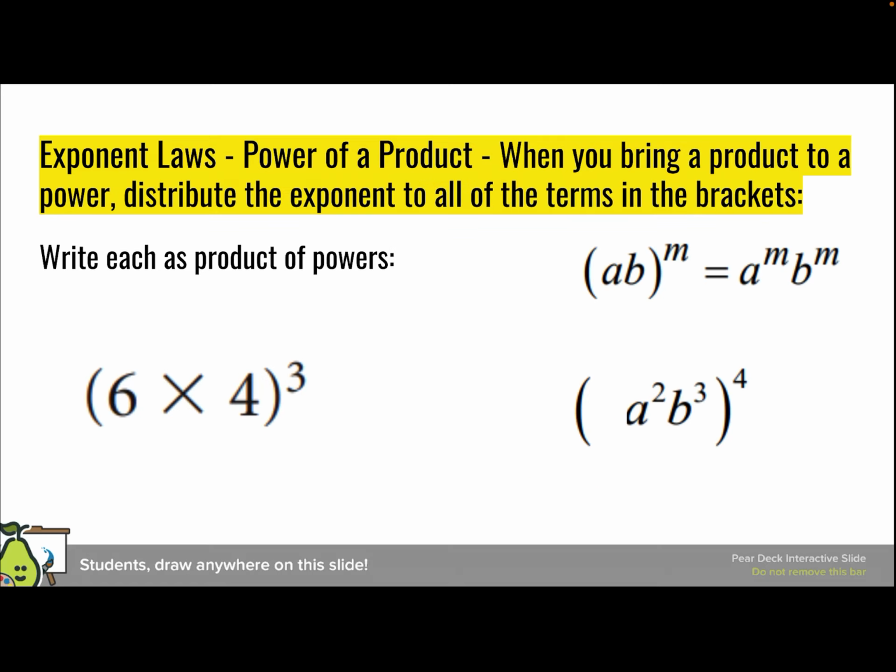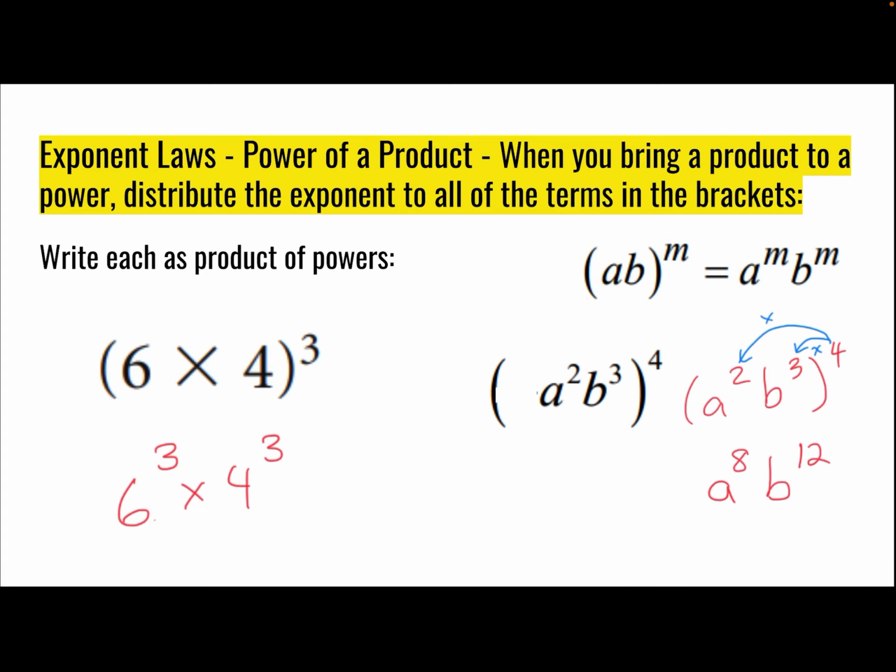So here, you're going to do these ones. Now I've done one with numbers. You're going to write each of these as a product of powers. And then I have one with variables. Okay? So pause it, try them yourself, and then check out the next slide.